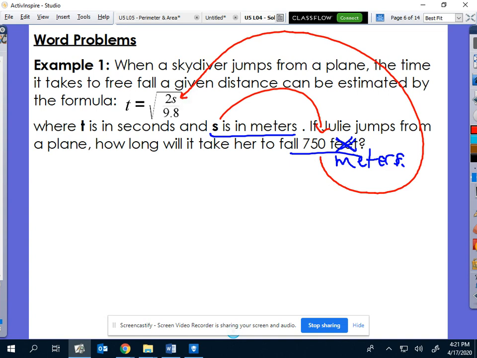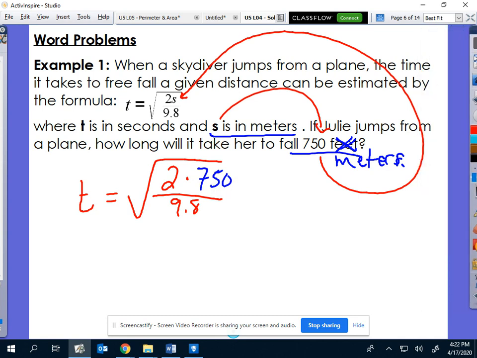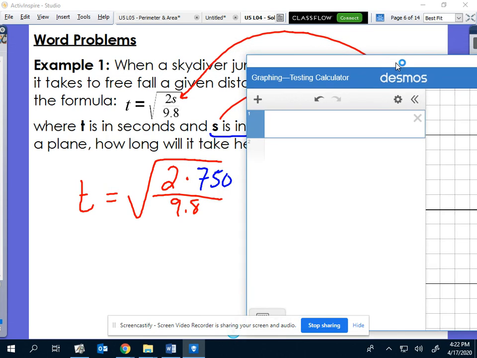So this is literally the easiest thing you'll do. It's going to be t equals the square root of 2 times something over 9.8, and that something is our 750 meters that we are up in the sky, right? So literally sometimes we will just give you the number to type straight in. And so that's what we do. We just pull up Desmos and we type that straight in.